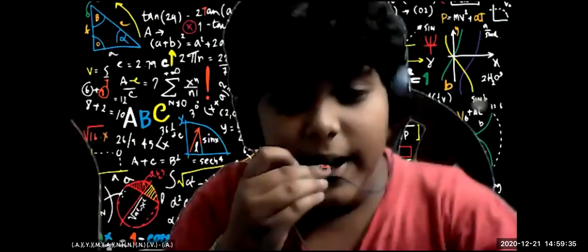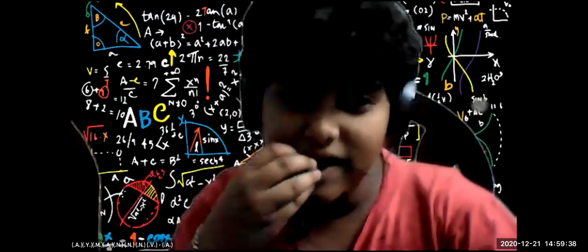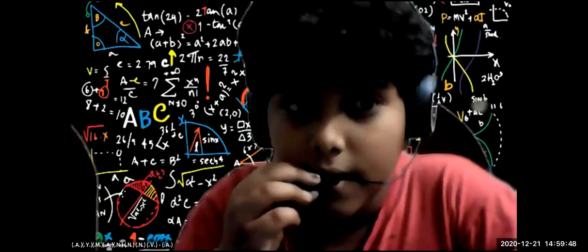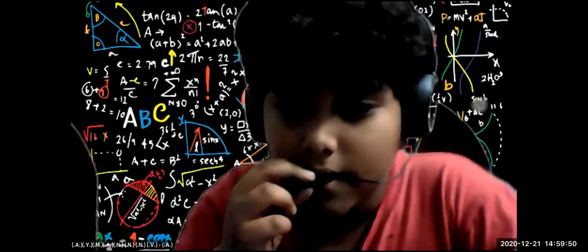So now tell me how you can convert an improper fraction into a mixed fraction. Ma'am, we divide, and the quotient will be the whole number, the remainder will be the numerator, and the divisor will be the denominator. Okay, so that we finished.